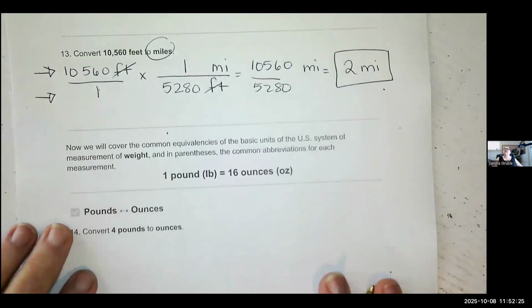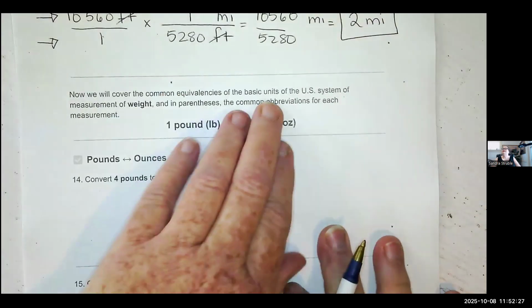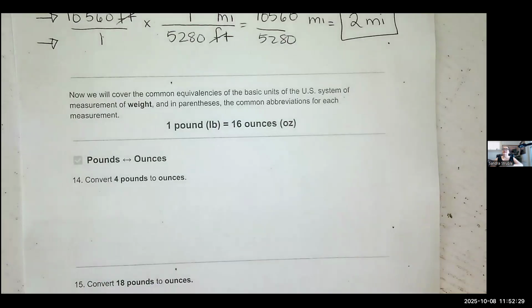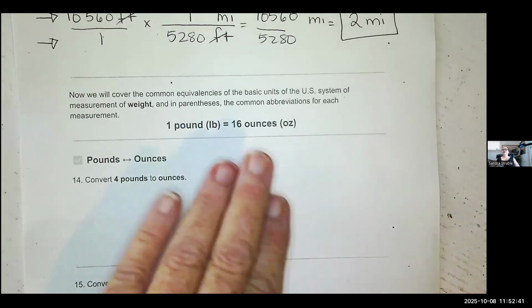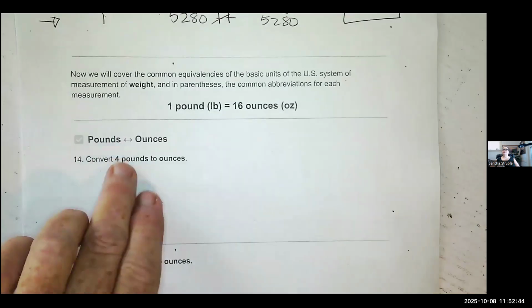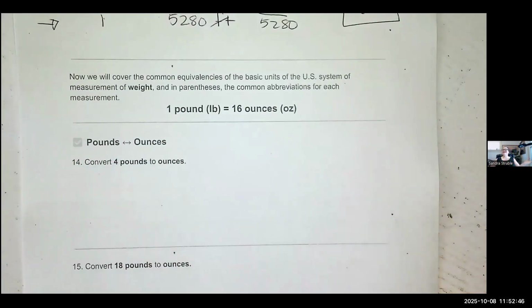All right. Now we will cover the common equivalency of the basic units of the U.S. system measurement of weight. The rest of those had to do with length. Now we're talking about weight, and we're only going to deal with one conversion on each of these as well. Same exact concept. So once you have a conversion and you know where you're starting and where you're headed, that's all you need, no matter what it is. Even if I use words like one whatchamacallit is equal to 16 thingamabobs, you can do the same exact thing for each one of these, okay?